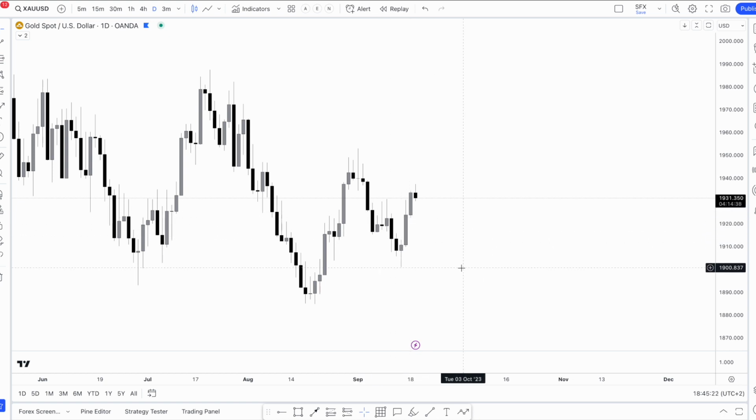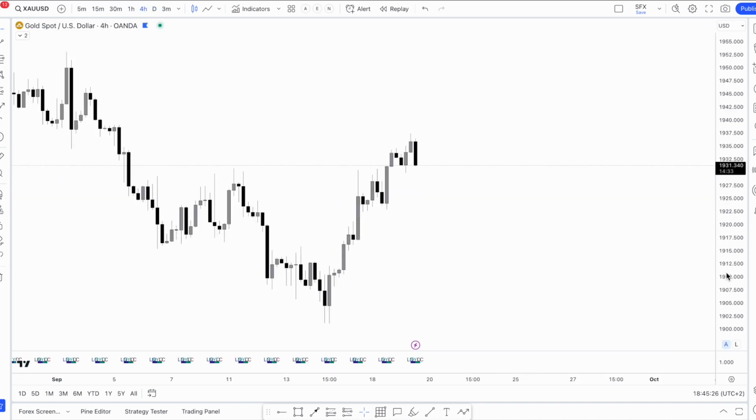We have an imbalance to cover on the daily to the downside as well. We have liquidity below, so I do see gold pushing down, but on the FOMC, anything can happen. I'm going to repeat this over and over again. Okay.